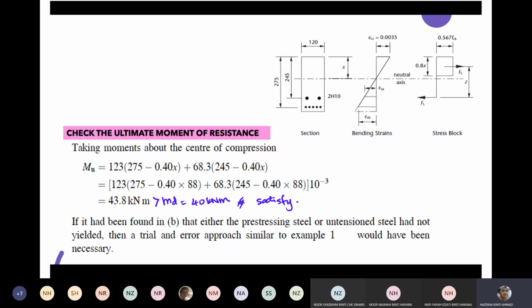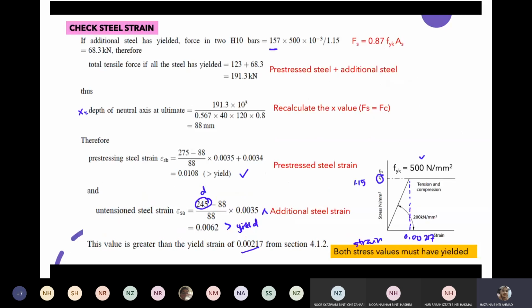If it had been found in part B that either the pre-stressing steel or untensioned steel had not yielded, then a trial and error approach similar to example 1 must have been necessary. This is mentioning these two steel strains. If either one of these two has not yielded, we have to make adjustment on the x value, as in the previous example, in order to get Fs equals Fc.